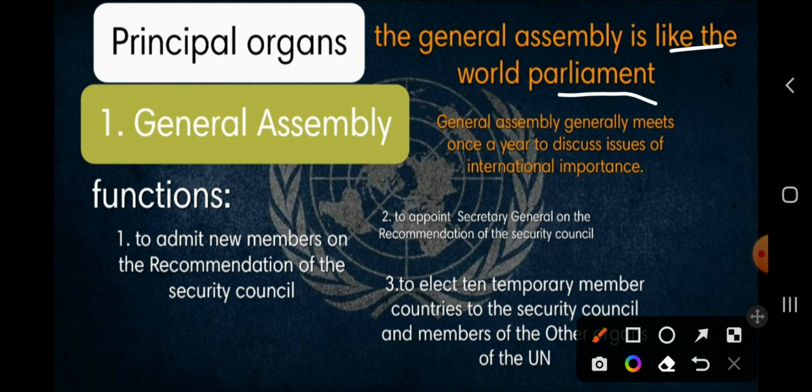ठीक है. Now, General Assembly generally meets once a year to discuss issues of international importance. तो General Assembly क्या करती है, साल में एक बार मिलती है और इंटरनेशनल इम्पोर्टेंस के जो जो टॉपिक्स हैं उसके बारे में डिस्कशंस करती है.